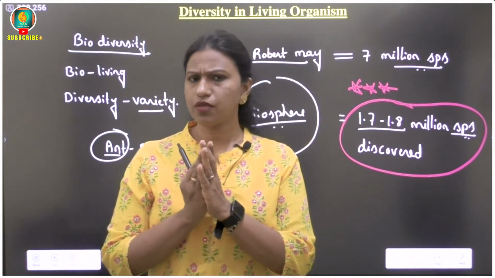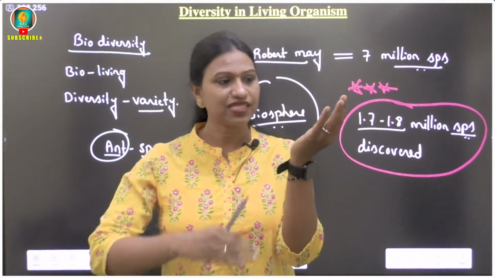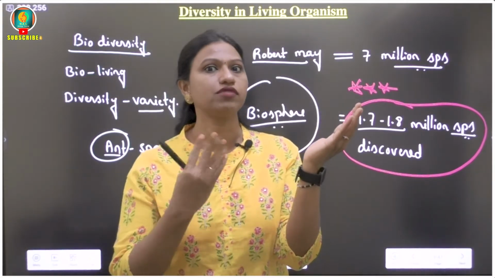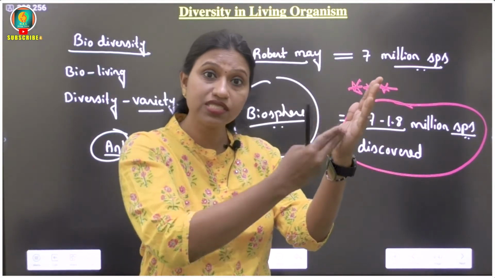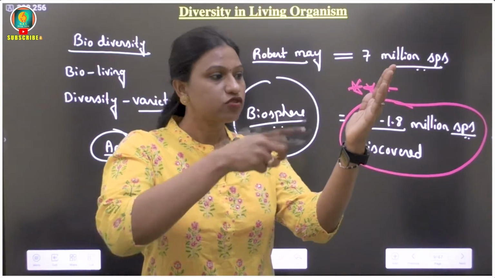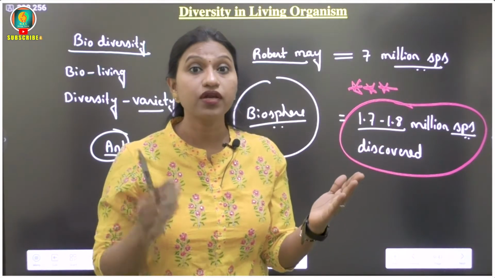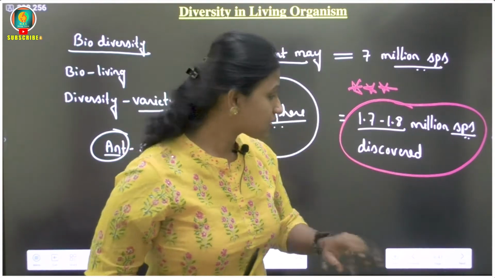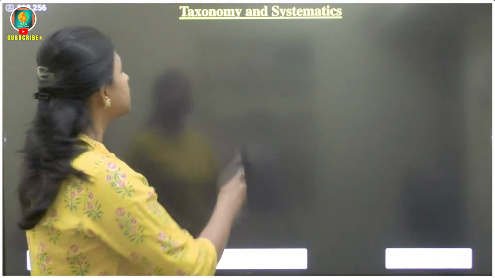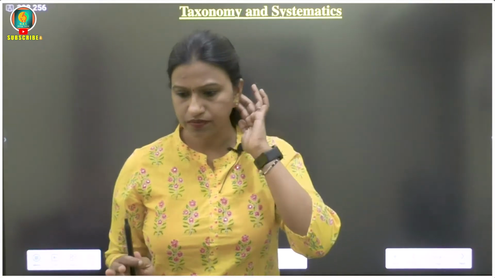Now the question is, suppose I get a new organism that has not been named, it has not been discovered till now, but now I have discovered it. How can I give a name to this? How can I identify this organism? So this is what comes under this category. For that, I need a separate branch, a separate scientist. So that is what we are going to learn here about taxonomy and systematics. Let us talk about taxonomy first.